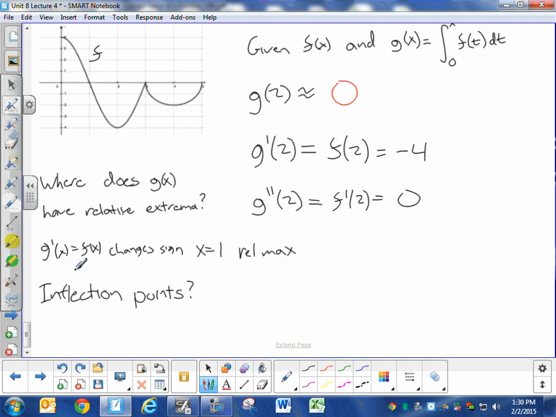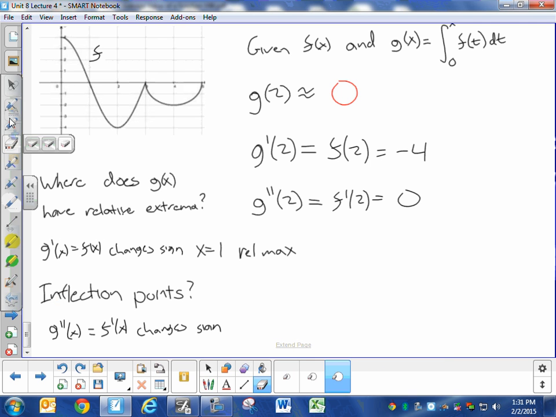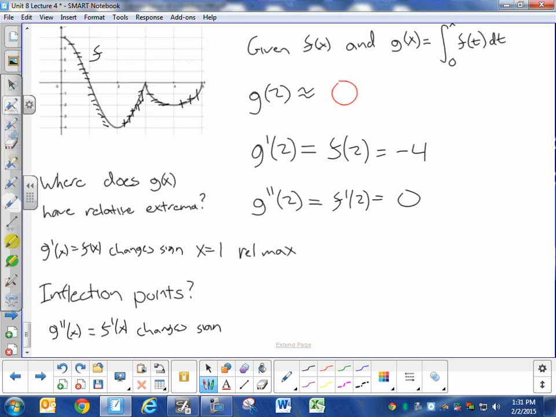Inflection points when G double prime, which is equal to F prime, changes sign. So looking at the slopes of F, or F prime, I'll be able to figure out the concavity of G, or the signs of G double prime. The slopes of F are negative until we get to 2, then they're positive until we get to 3, then they switch back to negative, and then at 4, they go back to being positive. So I would say there are 1, 2, 3 inflection points at 2, 3, and 4.